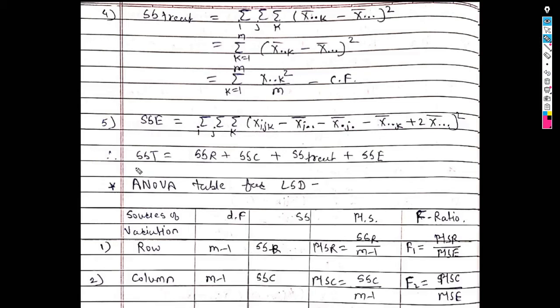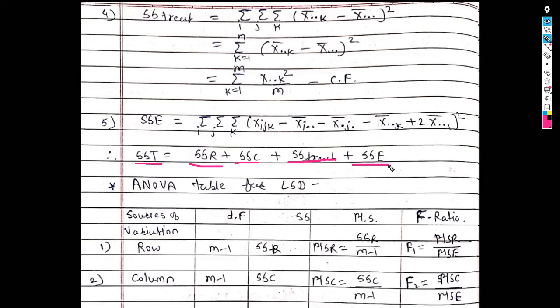So this is nothing but sum of square due to error. And as we have seen in CRD and in RBD also, SS total, that is total sum of square, is the sum of treatment sum of square and error sum of square. In RBD, we get total sum of square as the sum of treatment sum of square plus column sum of square plus error sum of square. Similarly, in Latin square design, total sum of square can be written as sum of square due to row plus sum of square due to column plus sum of square due to treatment plus sum of square due to error.